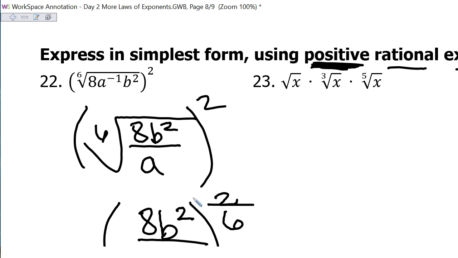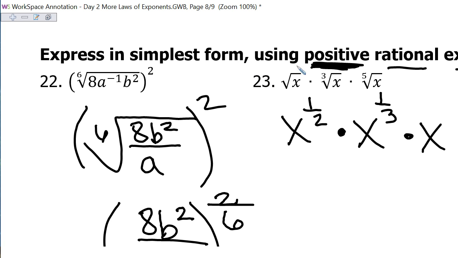Next one, number 23. Now, again, we have to have rational exponents. Do you see any exponents? No. So all of these we need to convert to exponential form. So instead of square root of x, I could rewrite that as x to what power? 1/2. And instead of the cube root of x, x to what power? 1/3. Instead of the fifth root of x, I could rewrite that as x to the 1/5.